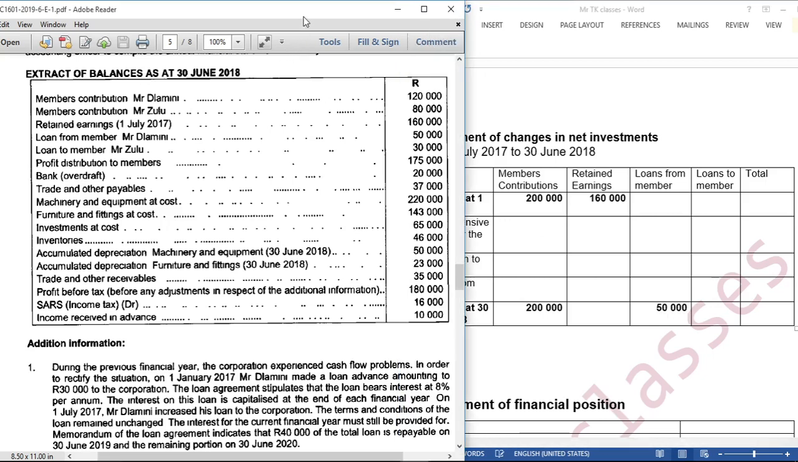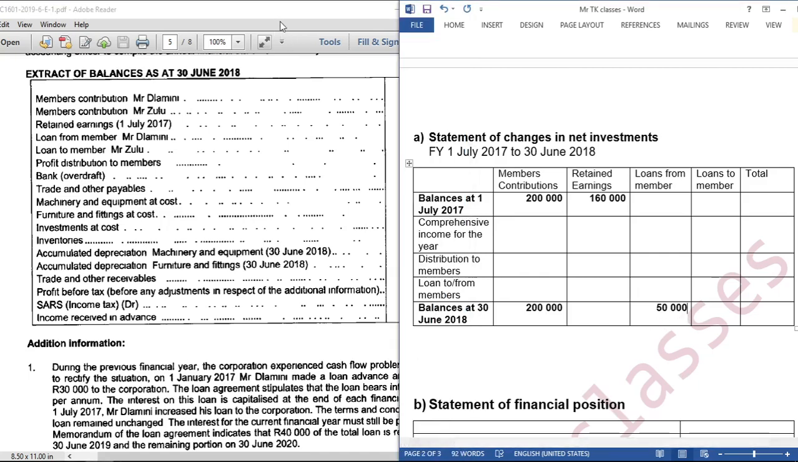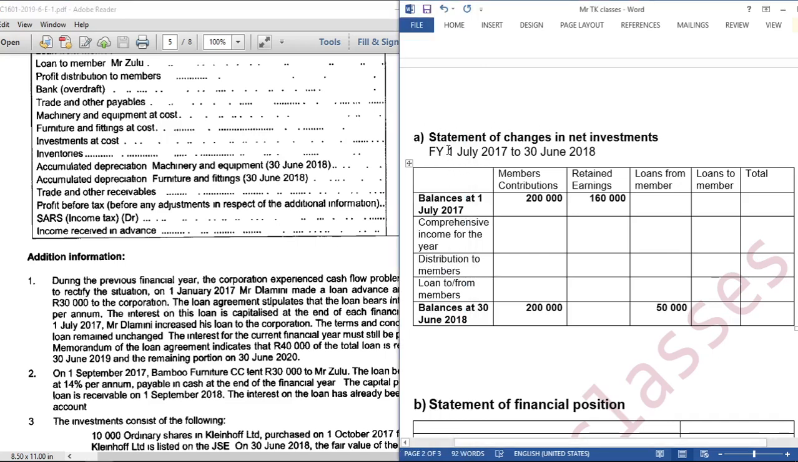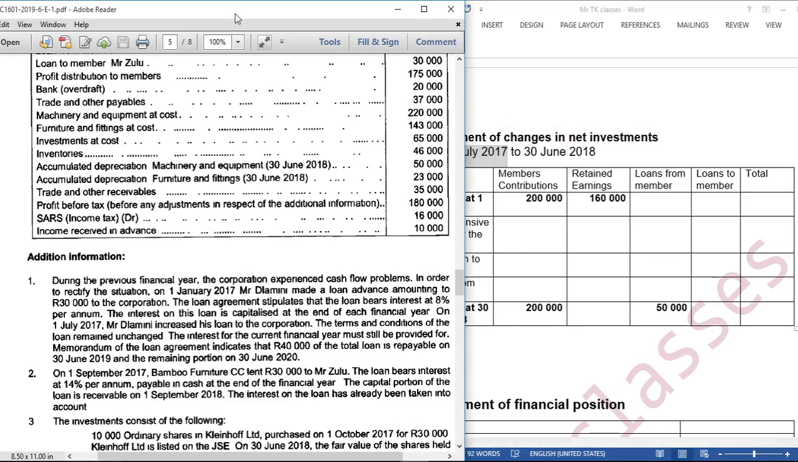Now let us go to our additional information and see if this 50,000 is supposed to be at the end. During the previous financial year, the corporation experienced cash flow problems. In order to rectify the situation, on 1 January 2017, Mr. Dlamini made a loan advance amounting to 30,000 to the corporation. All right, when? On 1 January 2017, right? When did our year start? Our year started 1 July 2017. So it means this was before the beginning of our financial year.